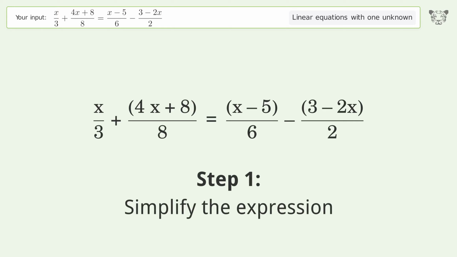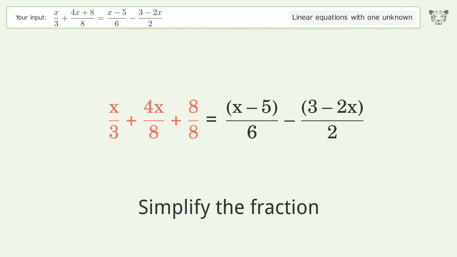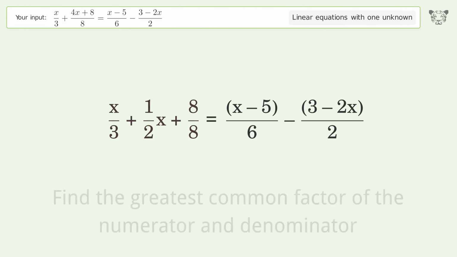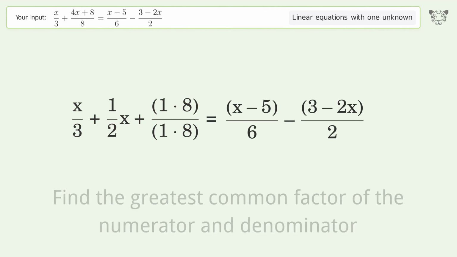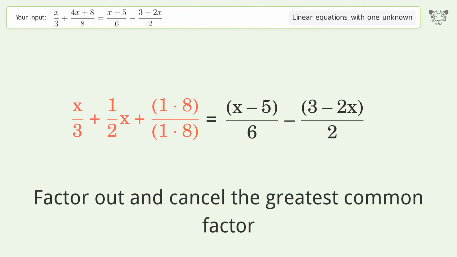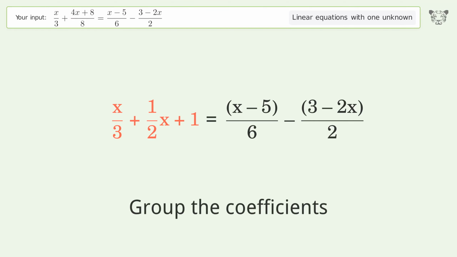Simplify the expression. Break up the fraction. Simplify the fraction. Find the greatest common factor of the numerator and denominator. Factor out and cancel the greatest common factor. Group the coefficients.